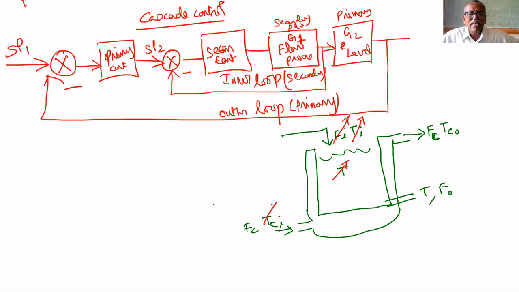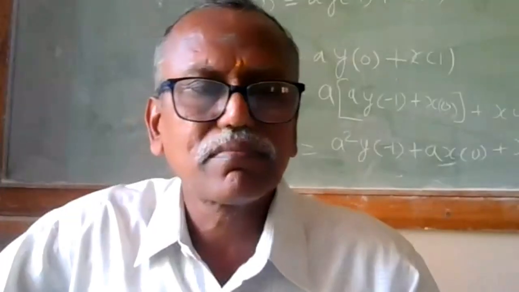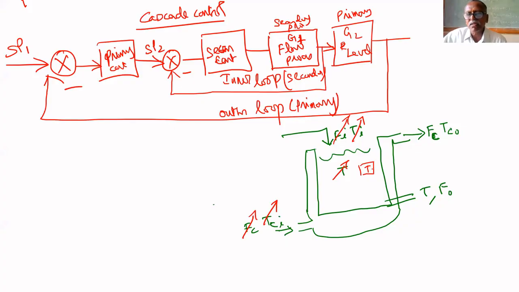If TCI changes, T will change. Am I correct or not? Coolant temperature changes, T will change. Flow rate FC changes, T will change. Suppose TCI changes, let us assume. Inlet temperature of cold water changes. I'm having a temperature transmitter that measures temperature. That is given to the temperature controller. Set point is given to the temperature controller.